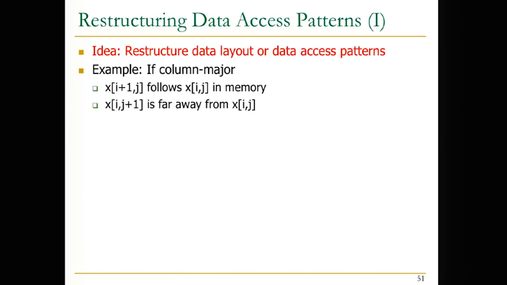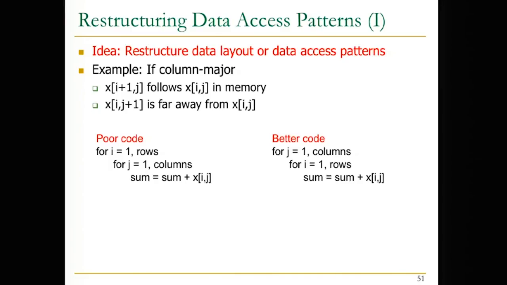Let's say you have a column major matrix. Do you guys know what a column major is? Consecutive columns are stored in consecutive memory locations. That's what column major is. Basically, x[i+1][j] follows x[i][j] in memory, whereas x[i][j+1] is far away from x[i][j]. That's what it is. So if you have a poor code that looks like this, what are you trying to do over here? Basically, you're iterating over the columns and then the rows, right? You're touching the first column and the next column and the next column, and so on.